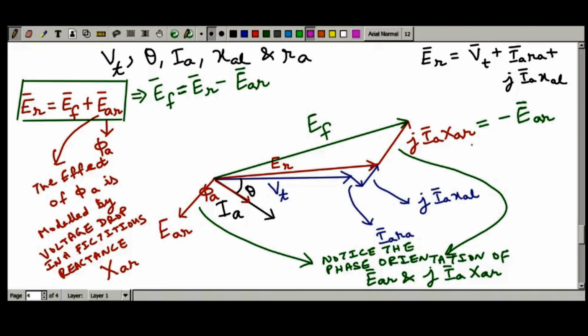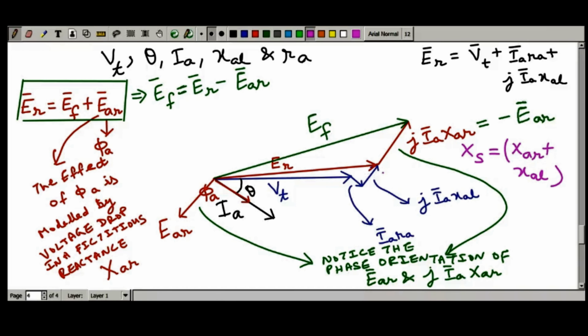So what we are going to write, XS, that is the synchronous reactance, equals nothing but the summation of XAR plus the armature leakage reactance, that is XAL. So XS is known as synchronous reactance. XS, X suffix S, is known as synchronous reactance, and it is the summation of armature reaction reactance and armature leakage reactance. Okay.